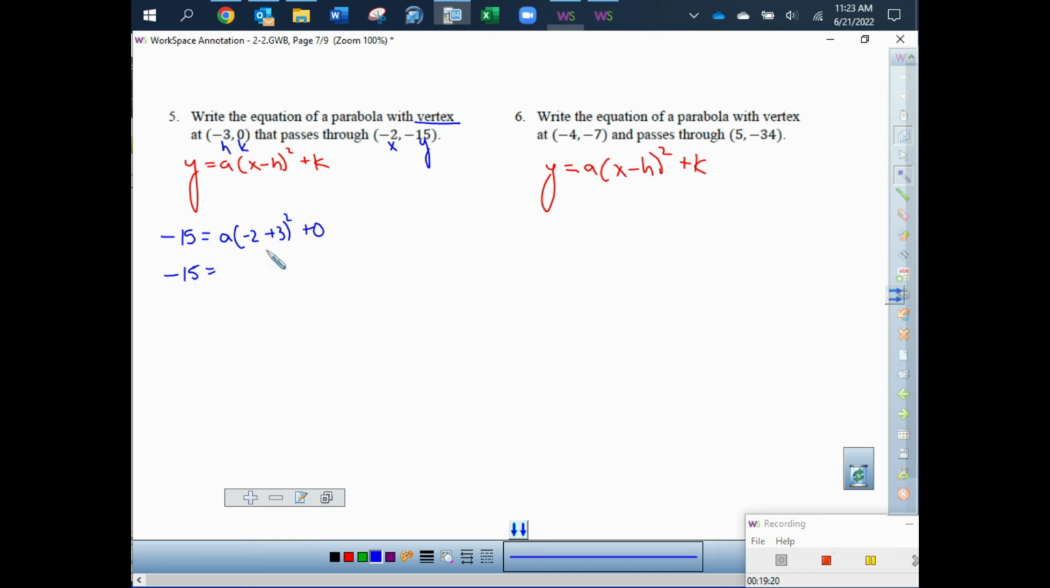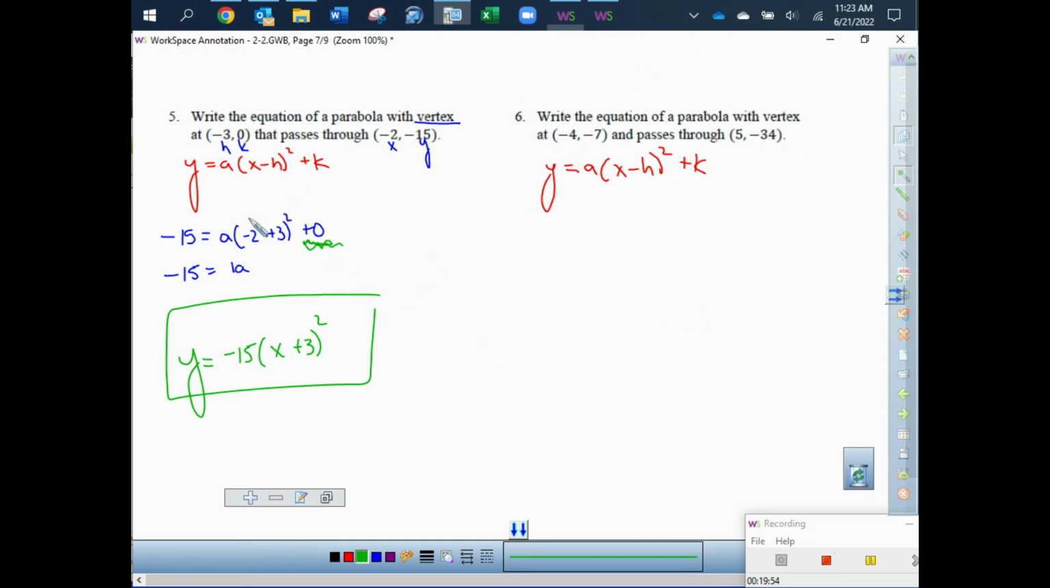I need to do what's in here first. Negative 2 plus 3 is 1. 1 squared is 1, so you get 1a plus 0. So I'm not going to put that. And look at that. Solve for a. We're done. A equals negative 15. There was nothing to move over or divide or anything like that. We already got the a by itself. So y equals negative 15 times the quantity of x plus 3 squared. Then don't put plus 0, we don't need that. I just put it here to show you that we're putting a 0 in that spot.